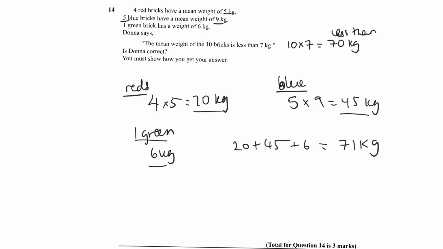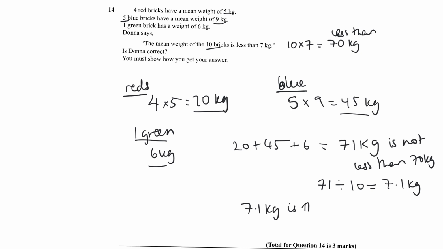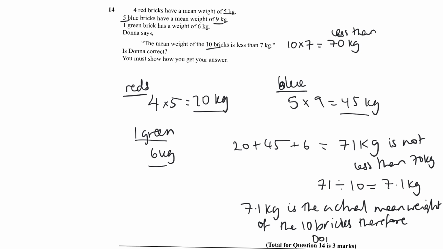And 71 kg is not less than 70 kg. Now if we work out the mean weight of the 10 bricks, you'd have to do 71 divided by 10 because there's 10 bricks. And that would leave you with 7.1 kg. So 7.1 kg is the actual mean weight of the 10 bricks. Therefore, so close but so far. Therefore, Donna is wrong. And so that comes to the end of this series.